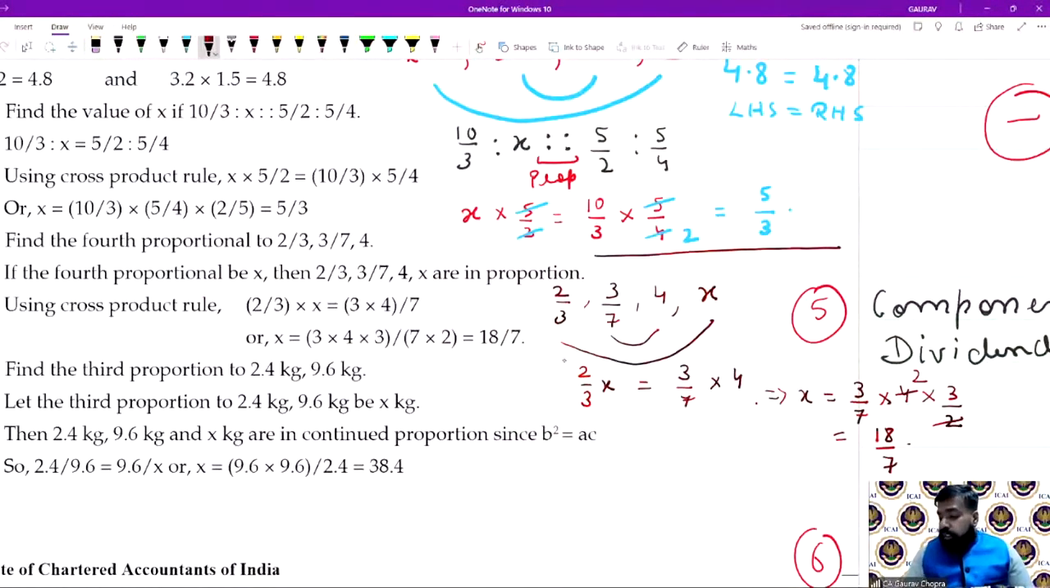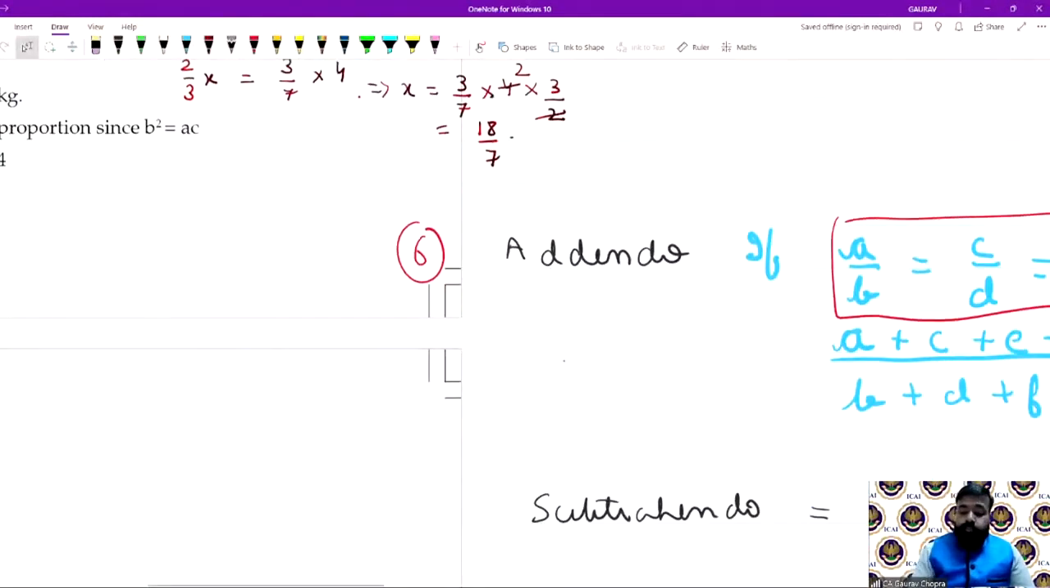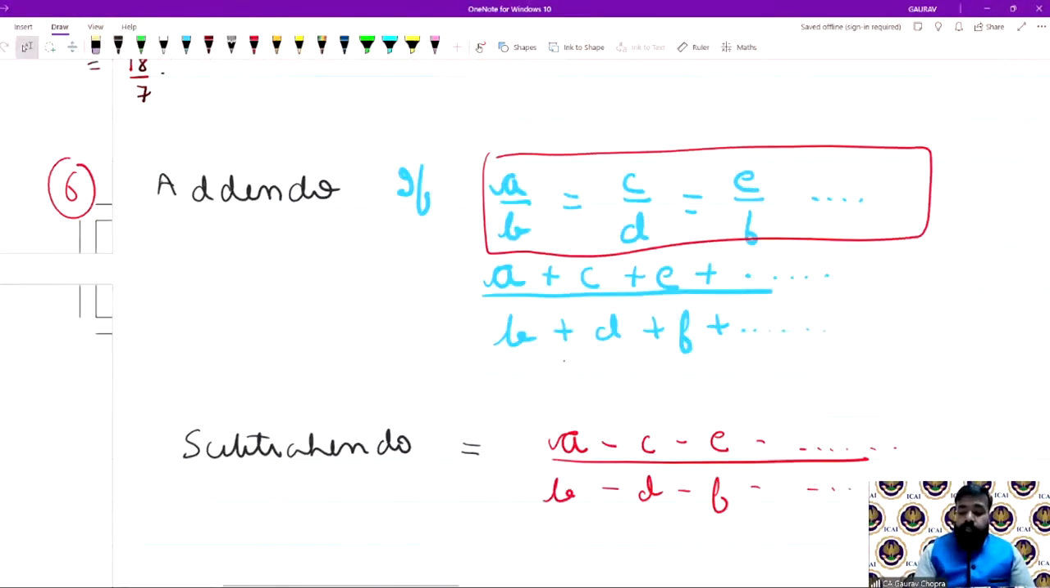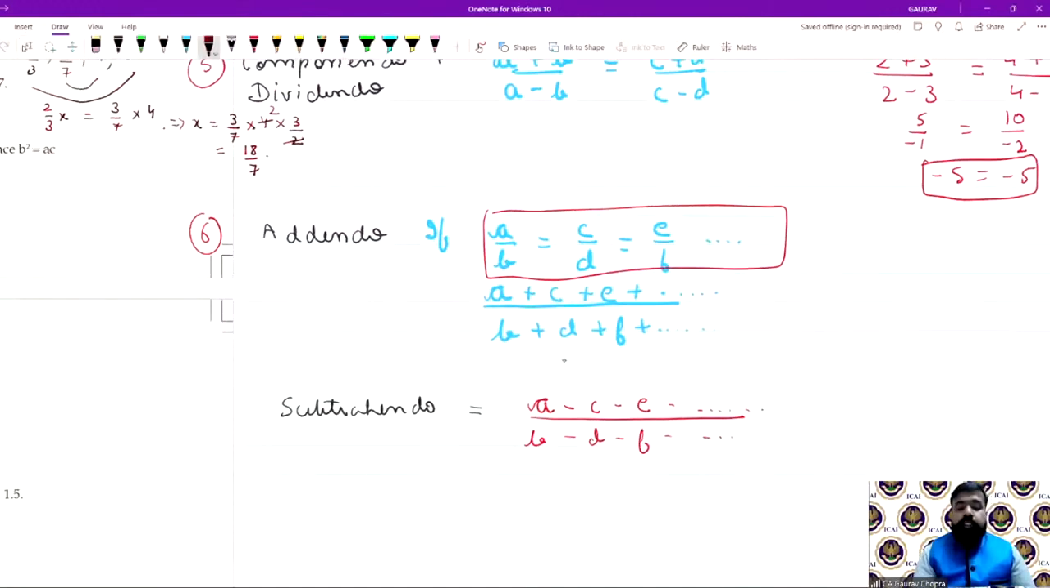Now Manish is asking a doubt. He is asking if we can make componendo by adding 1 to addendo. See, addendo is saying if we are having all these terms A plus C plus E, if you add 1, that becomes very lengthy. So this is not basically componendo.